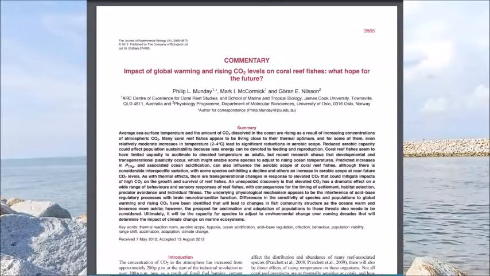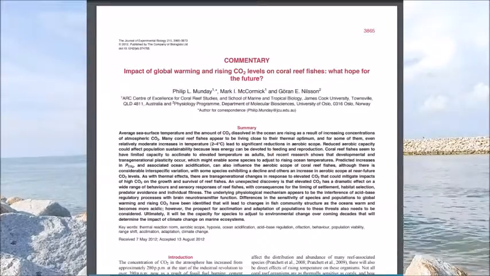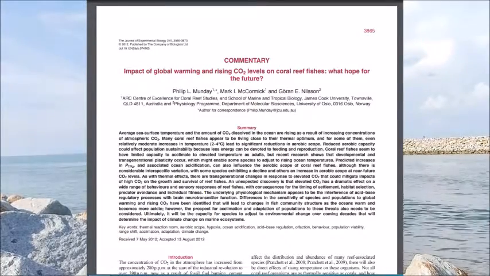inhibiting poleward shift. In addition, a paper, Impact of global warming and rising carbon dioxide levels on coral reef fishes: what hope for the future, by Phillips et al. They say that they discovered that the elevation of carbon dioxide has dramatic effects on a wide range of behaviors and sensory responses of reef fishes, with consequences for the timing of settlement, habitat selection, predator avoidance, and individual fitness. The underlying physiological mechanism appears to be the interference of acid-base regulatory processes with brain neurotransmitter function.